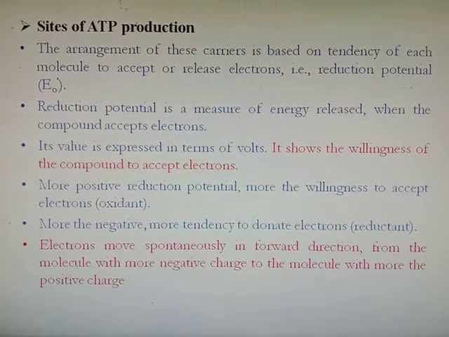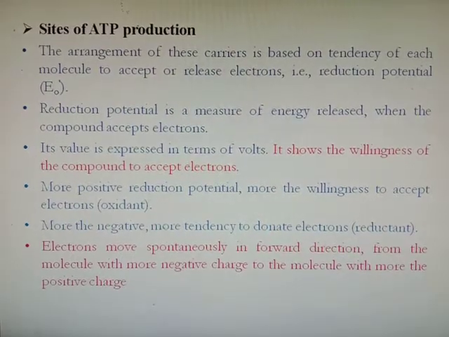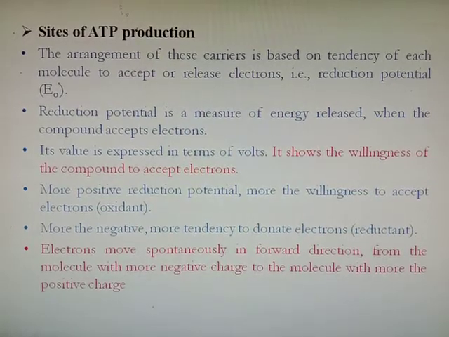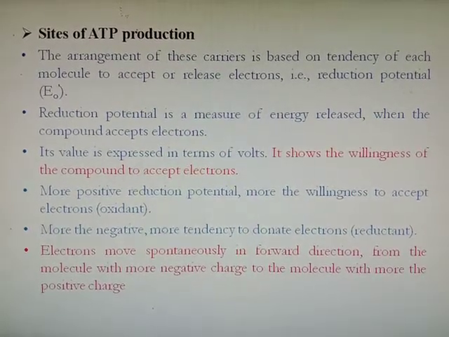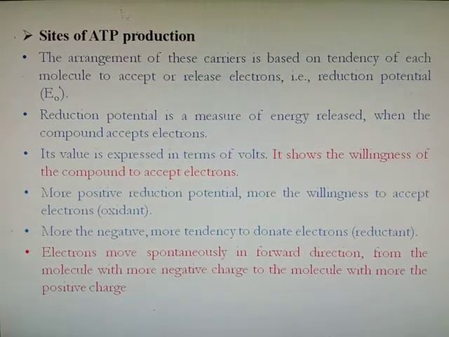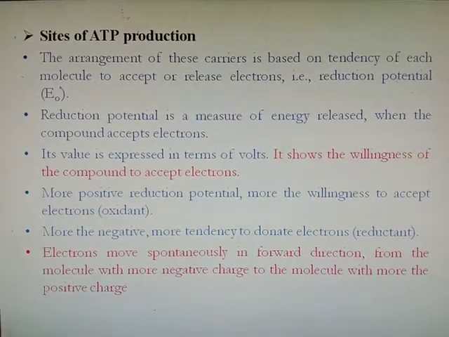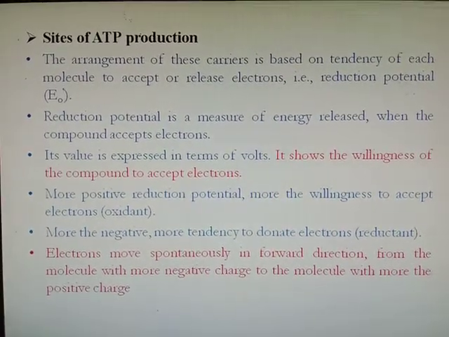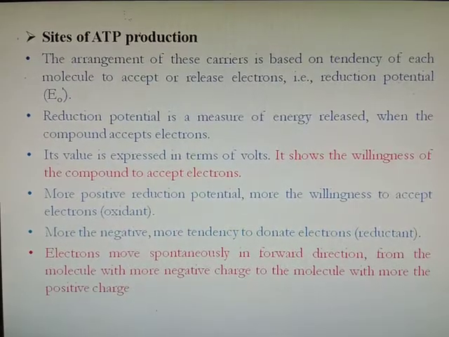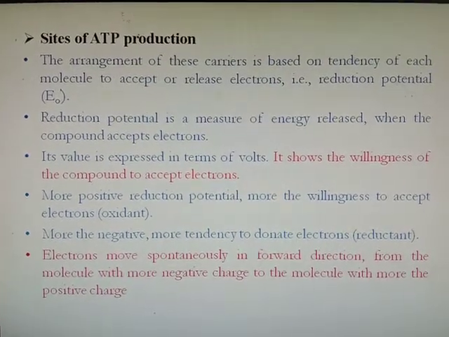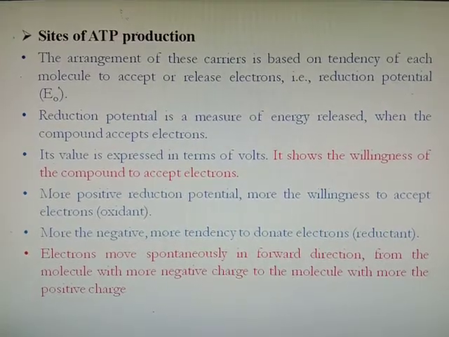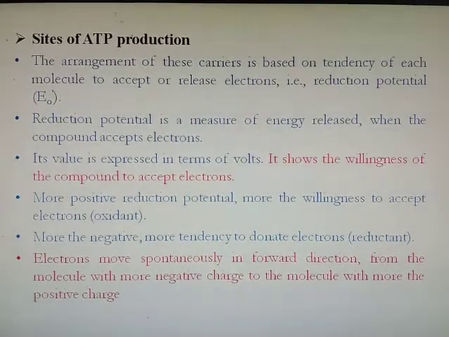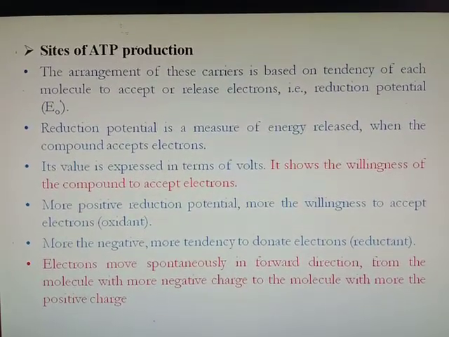The reduction potential is a measure of the energy released when a compound accepts the electron. Its value is expressed in volts and it shows the willingness of the compound to accept the electron. A more positive reduction potential means more willingness to accept the electron, which we discussed previously. Similarly, a more negative value means more tendency to donate the electron. Electrons move spontaneously in the forward direction from the molecule with more negative potential to the molecule with more positive potential. This also we discussed in redox potential.